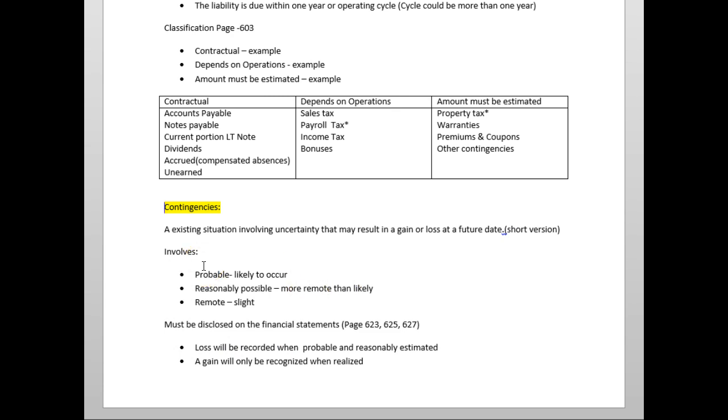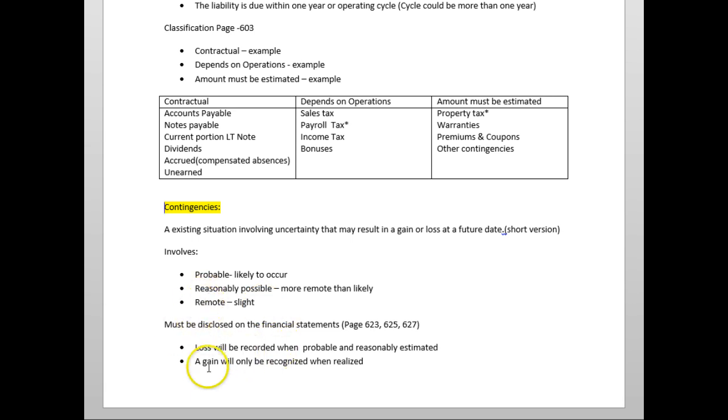If a contingency is probable, that means it's likely to occur, and if it's a loss, you're probably going to have to record it in the financial statements and definitely disclose it. If it is reasonably possible, it's more remote than likely, and it may just need a mention in the financial statements. If it's remote or slight, depending on the amount, you normally are not going to have to do anything with anything that's remote or slight.